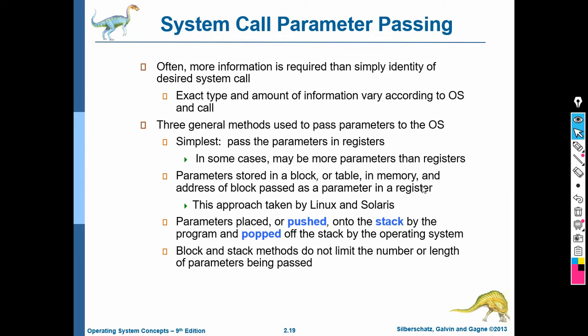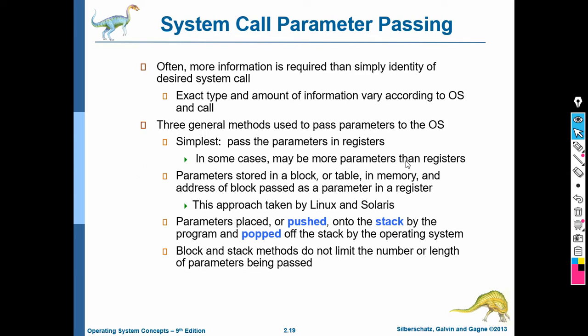System call parameter passing. We can pass parameters in system calls. Often more information is required than simply the identity of the desired system call. Sometimes you're working with inter-process communication, creating a new process, or sending some information from one system to another over a network using remote procedure calls, where you need some parameters to be passed.